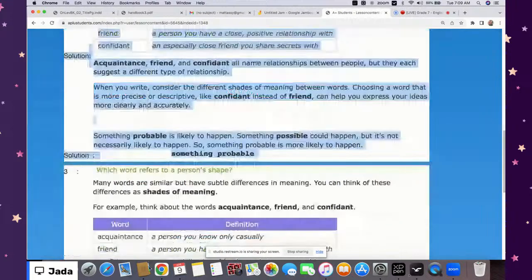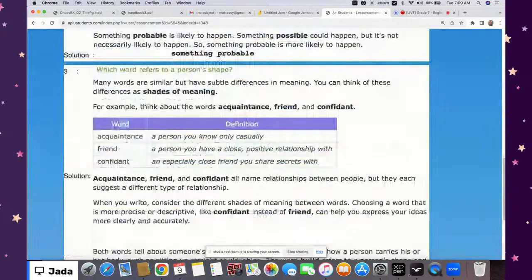Which word refers to a person's shape? A person's shape. Shape of a person.